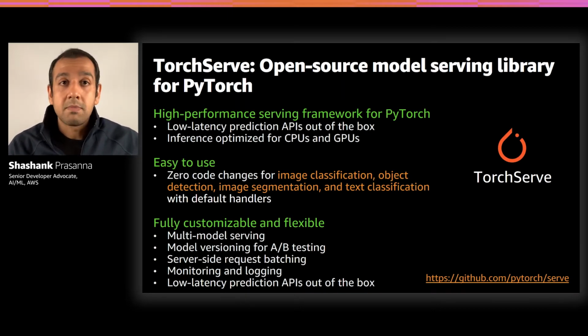It's also optimized for CPUs and GPUs. If you have both these resources, it can take advantage of both hardware resources. It's also super easy to use. In many cases, you get zero code deployment, which means you take your model. If you're deploying image classification, object detection, or semantic segmentation models, you just take your model and use some of the default handlers that come with TorchServe, so you can deploy these to production without any code changes. And we'll take a look at this in a demo.